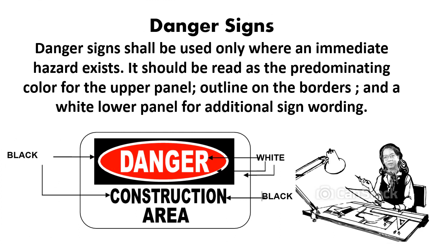Danger signs. Danger signs shall be used only where an immediate hazard exists. It should have red as the predominating color for the upper panel and outline on the borders, and a white lower panel for additional sign wording.